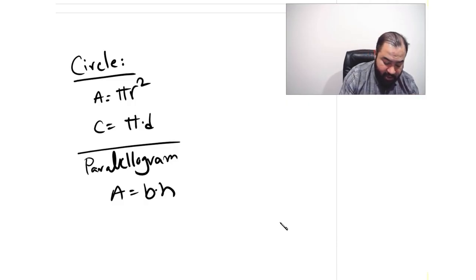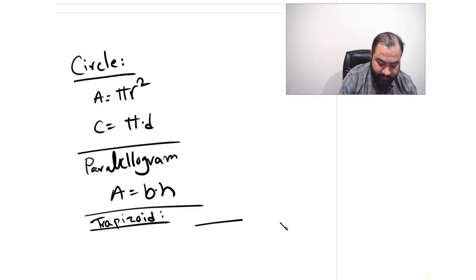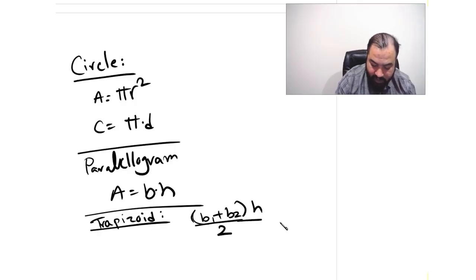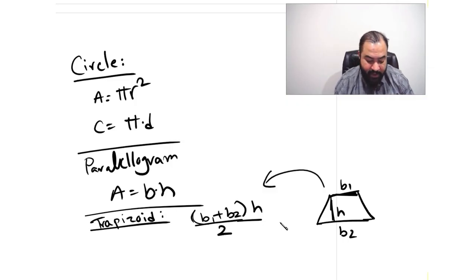And one more thing you should know is the trapezoid. So the area of the trapezoid is base 1 plus base 2 times height divided by 2. Alright? And how a trapezoid looks, you can see something like this. So let's say base 1, base 2, and this is the height. Now you can just plug it into the formula to find it, right?